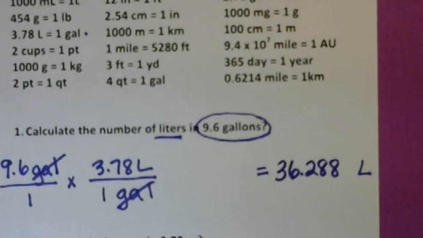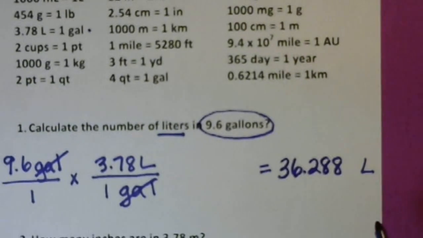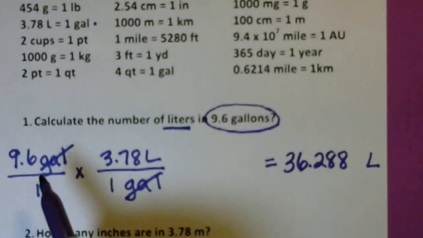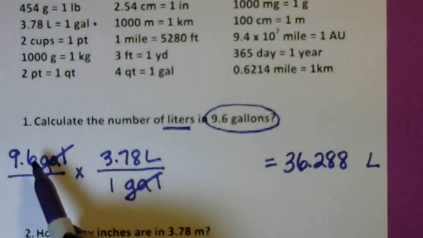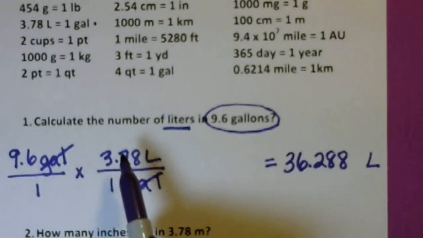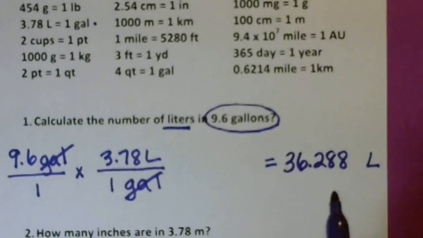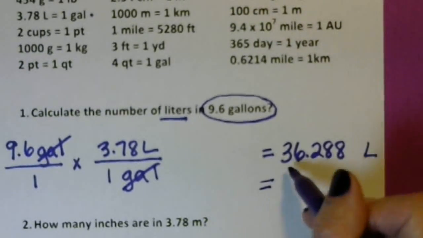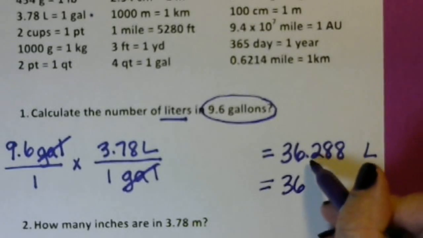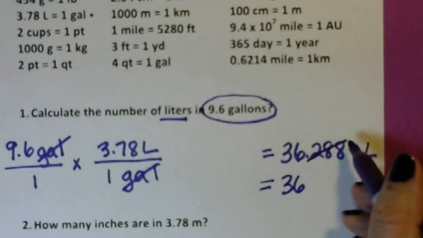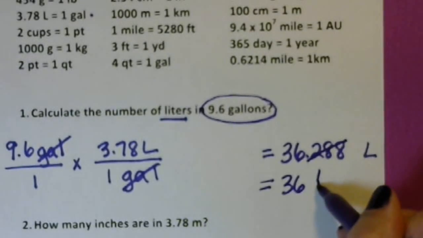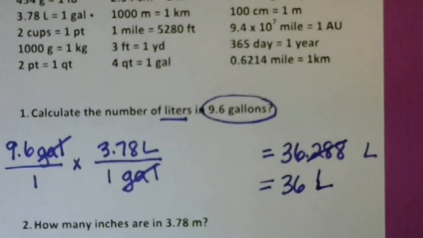36.288 liters. Okay? That's too many digits. I have to do significant figures also. So I go back and look. I have 2 significant figures here, 3 significant figures here. So I can only have 2 significant figures in my answer. So I have to round this to 36. What do I do with this part? I can get rid of that because it's not more than half. So I end up with my final answer as 36 liters.